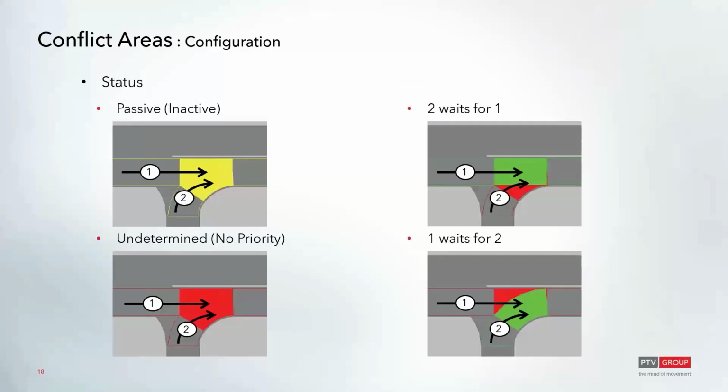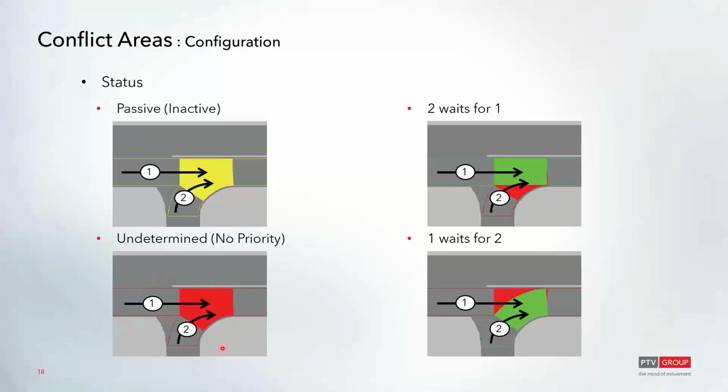All right, so here's just a list of the different statuses that exist for each of the conflict areas. So all of the yellow ones, these are going to just be passive. So these are basically just inactive, and the vehicles will ignore one another and just continue traveling through the network. So in this case, both directions will just show up as a yellow box.